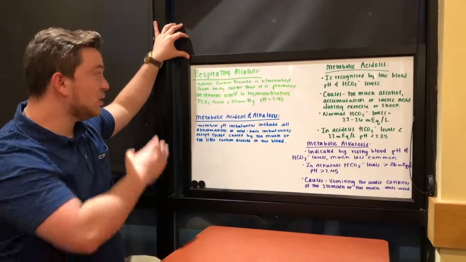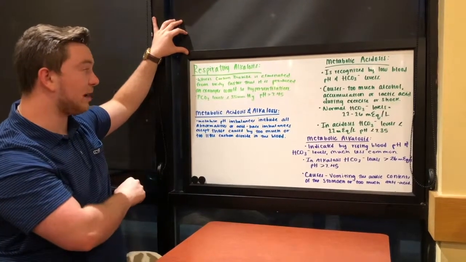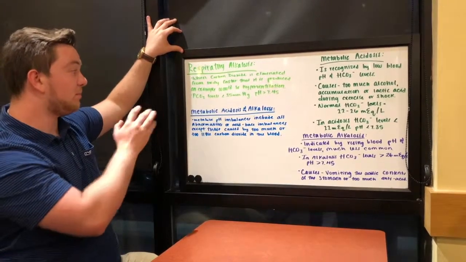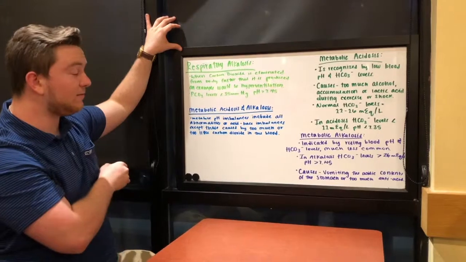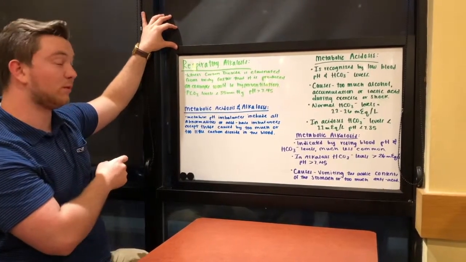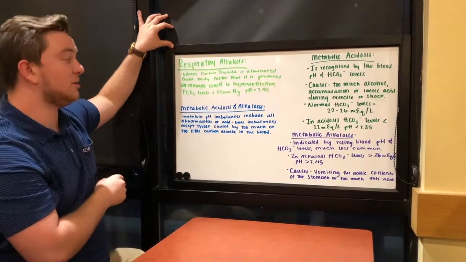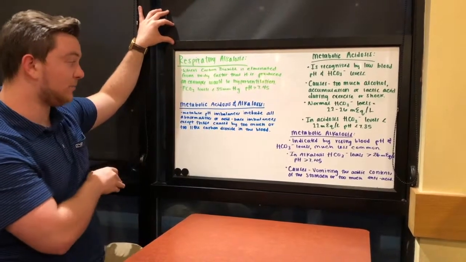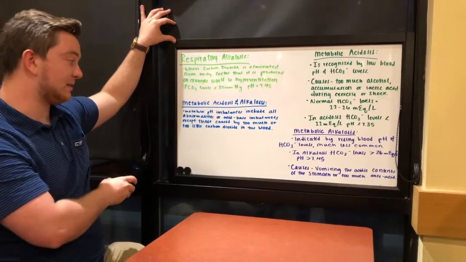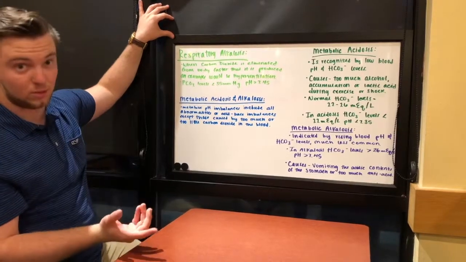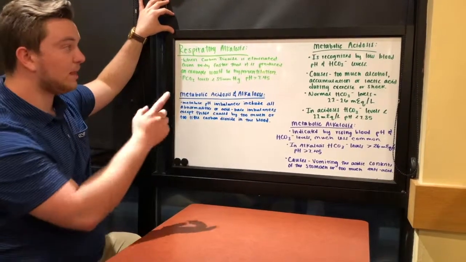Respiratory alkalosis occurs when carbon dioxide is eliminated from the body faster than it is produced. An example would be hyperventilation. Partial CO2 levels are less than 35 millimeters of mercury, and pH is greater than 7.45. Metabolic acidosis and alkalosis. Metabolic pH imbalances include all acid-base imbalances except those caused by too much CO2 or too little CO2 in the blood.